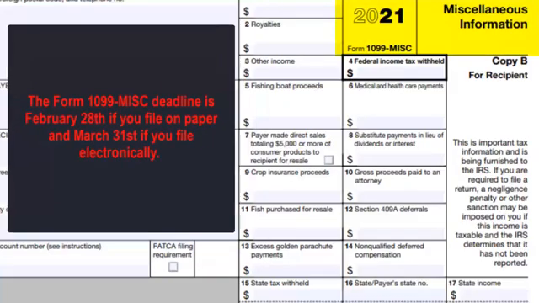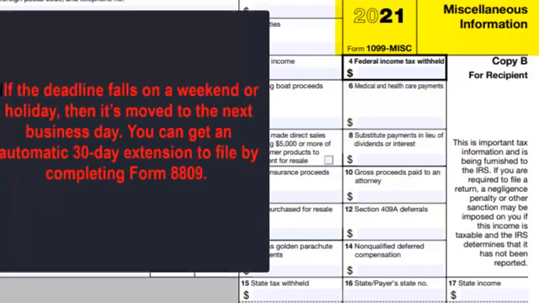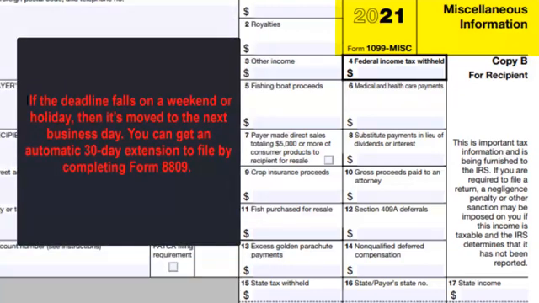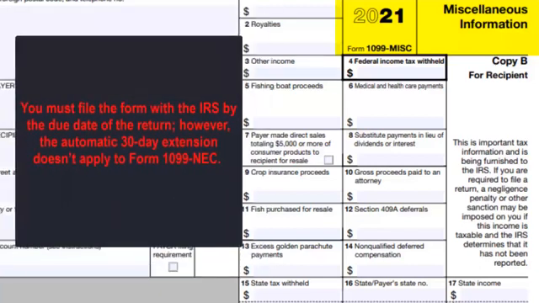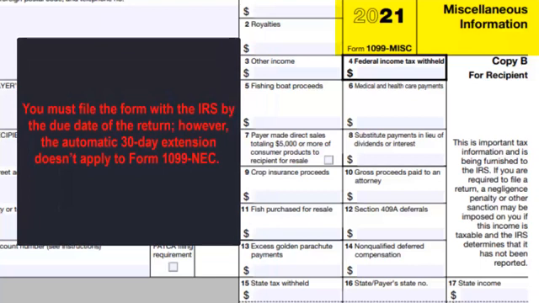The Form 1099 MISC deadline is February 28th if you file on paper and March 31st if you file electronically. If the deadline falls on a weekend or holiday, then it's moved to the next business day. You can get an automatic 30-day extension to file by completing Form 8809. You must file the form with the IRS by the due date of the return. However, this automatic 30-day extension doesn't apply to the Form 1099 NEC.